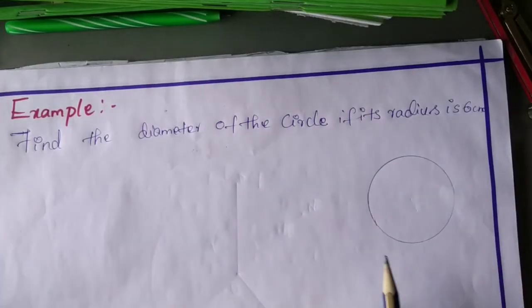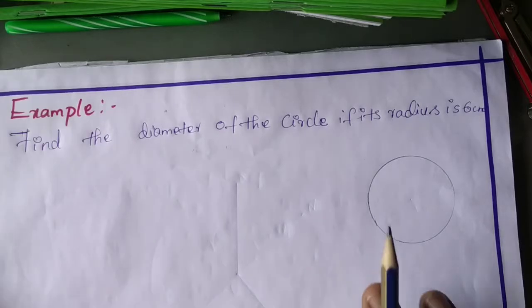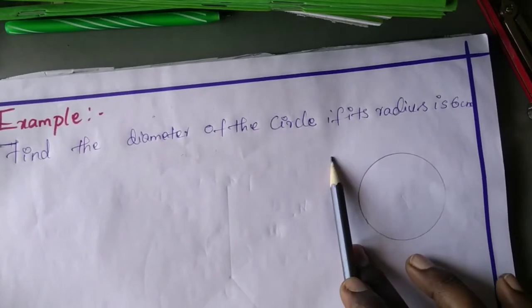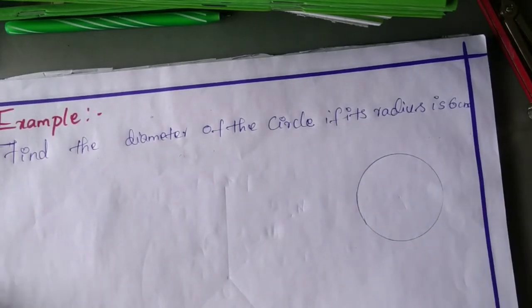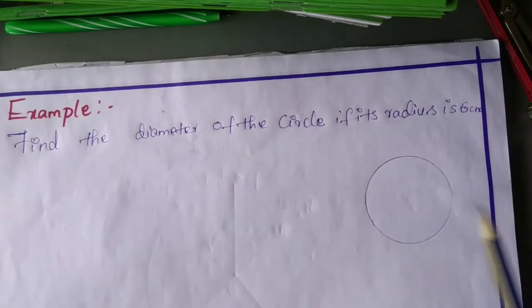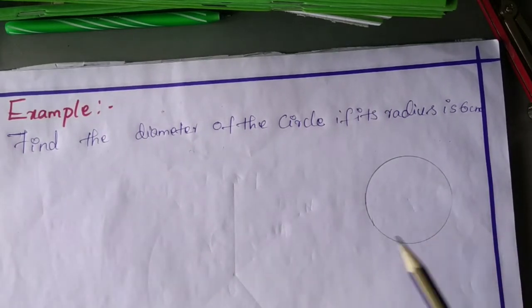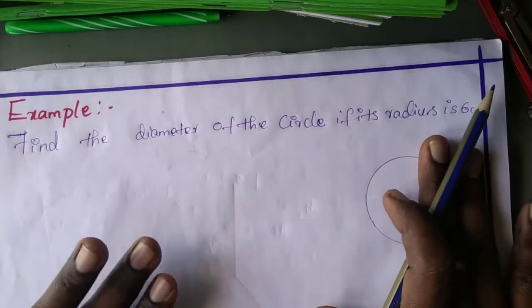Okay, dear children, let's move on to the very first example. Find the diameter of the circle if its radius is 6 centimeter. Okay, here I draw one circle for you for easy understanding. So here I draw one circle.